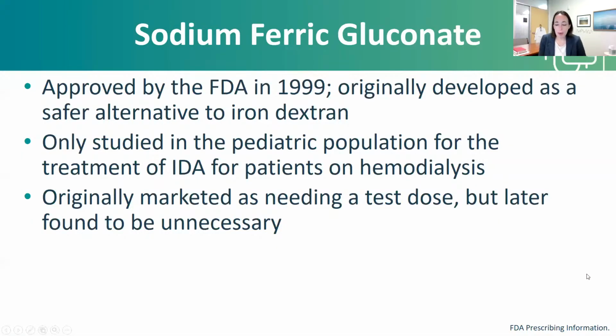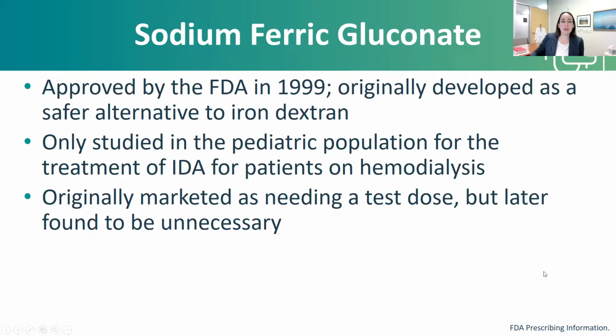The next drug we're going to talk about is ferric gluconate. This was approved by the FDA in 1999. The goal there was to develop something that might be a little bit safer than iron dextran. The limitations for ferric gluconate: it's really only studied in the pediatric population for patients with hemodialysis, so you're really limited in how much dose you can give per infusion. And you can't really overcome that with an off-label large dose with ferric gluconate.